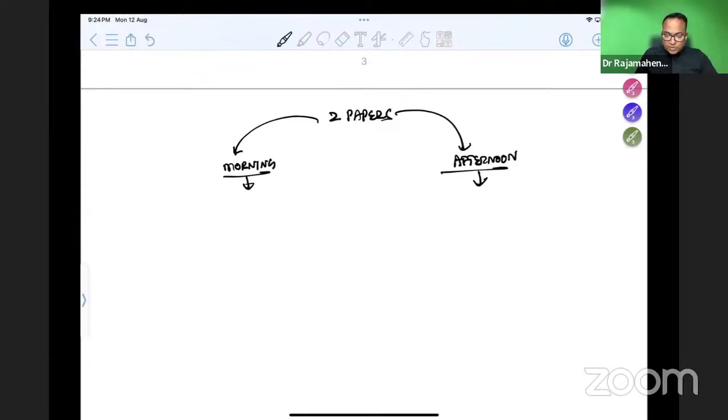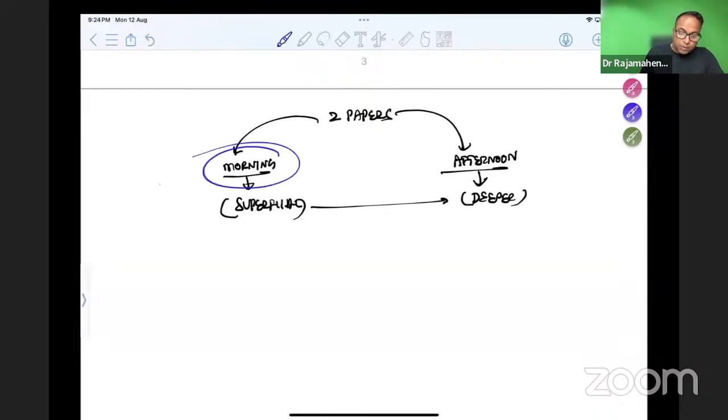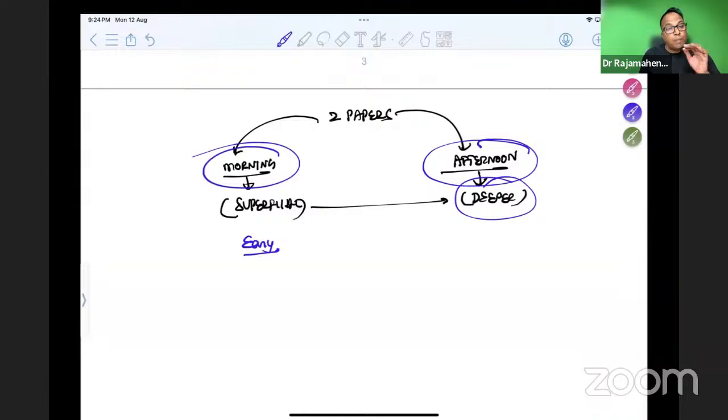In the morning, a concept is asked superficially. The same concept will be asked more deeply in the afternoon session. This is what happens usually. It has happened previously also. So don't think all the morning people, those who had an easy paper, will be getting a top rank. And all those who attended the afternoon paper with a difficult question, don't think you'll go back. You'll get a much better rank than you expect.